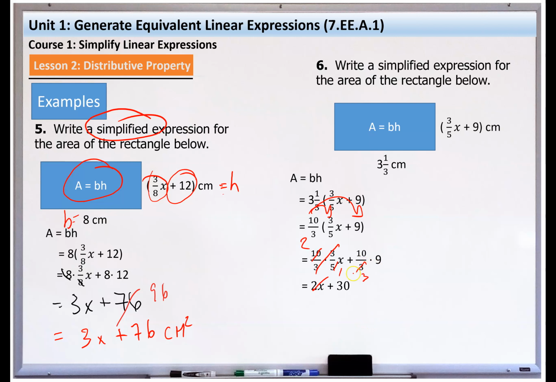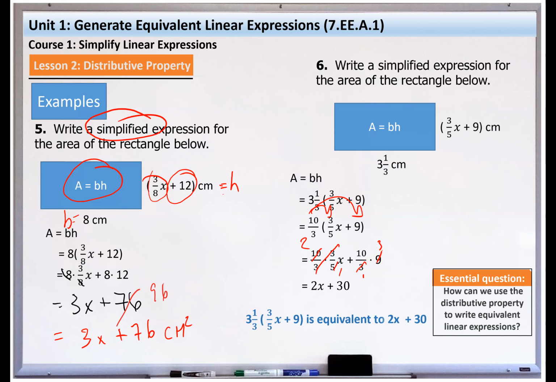3 divided by 3 is 1. And 9 divided by 3 is 3. 10 times 3 is 30. So my answer is 2 times some number x plus 30. And again, back to the main concept of this lesson is we have generated equivalent expressions. 3 1/3 times the sum of 3/5 x and 9 is equivalent to 2x plus 30. They are equivalent, and we've also simplified it.